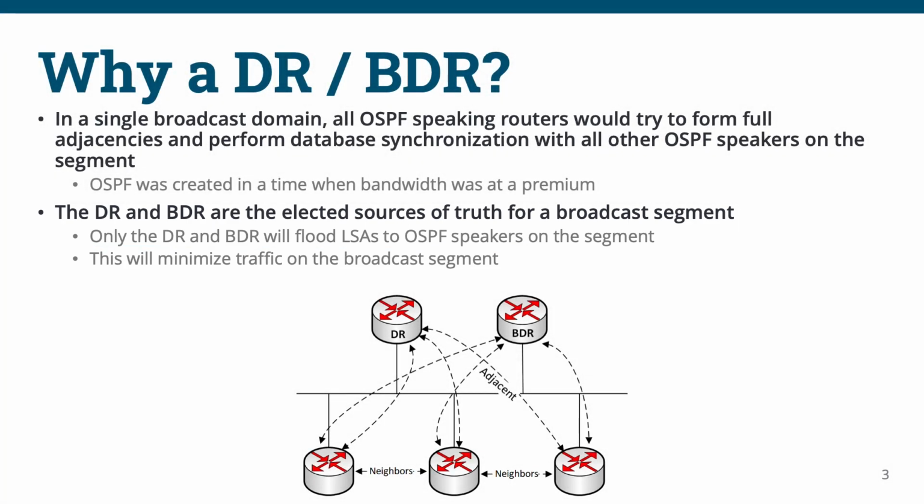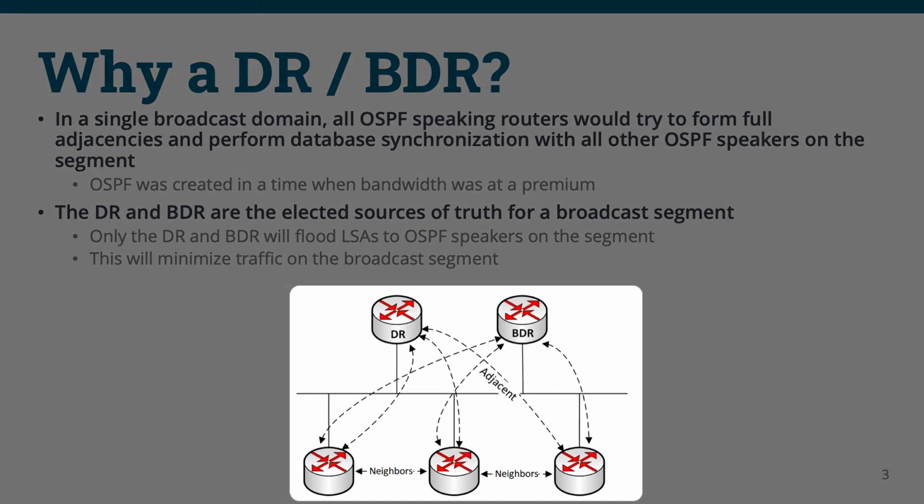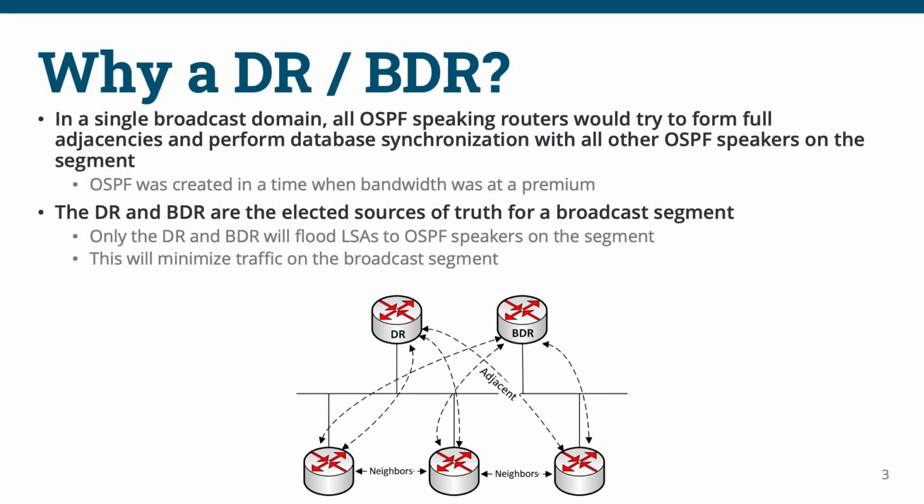This function is primarily achieved through the situation described in the diagram here. Nodes on a broadcast segment will only form full adjacencies with the DR and BDR on the segment, and will only maintain two-way neighbor relationships with all other nodes on the segment. Additionally, the DR and BDR will be the only nodes to advertise the network LSA for the broadcast segment to the rest of the OSPF system. This is often described as the DR and BDR representing the segment as a pseudonode.